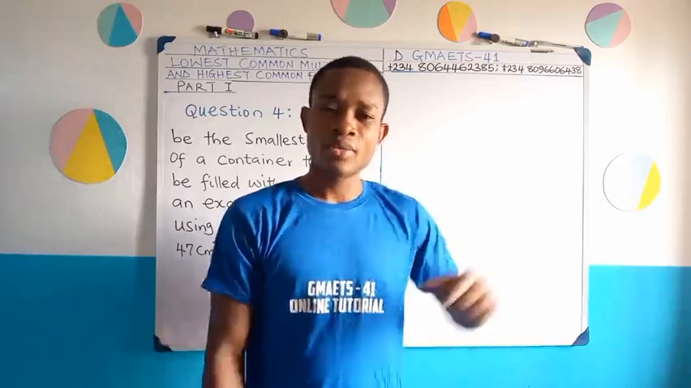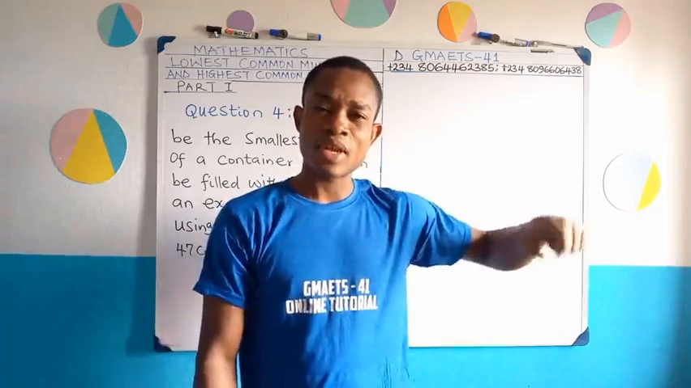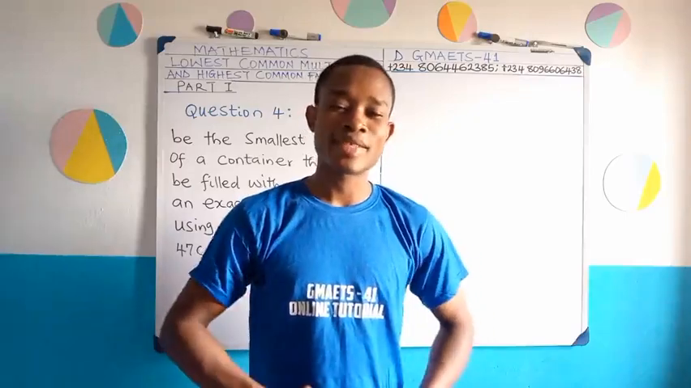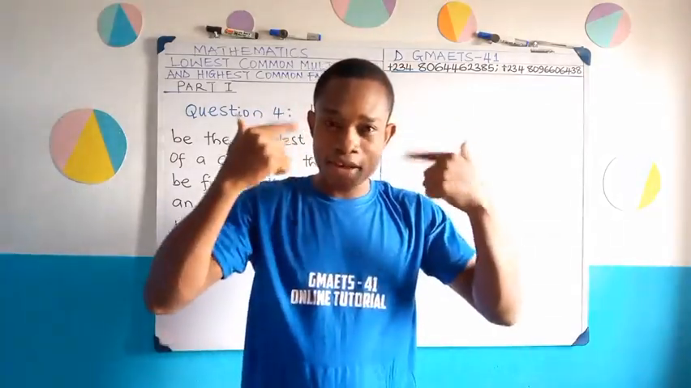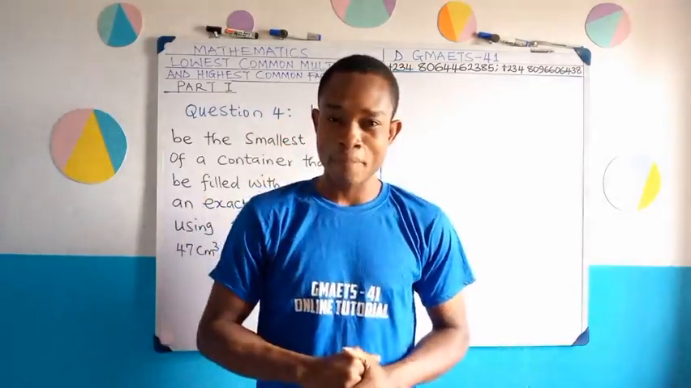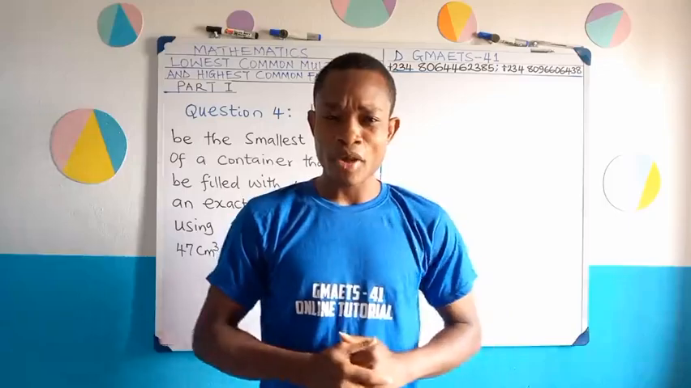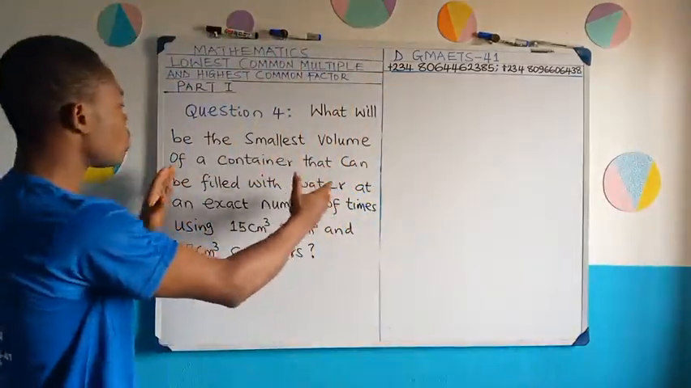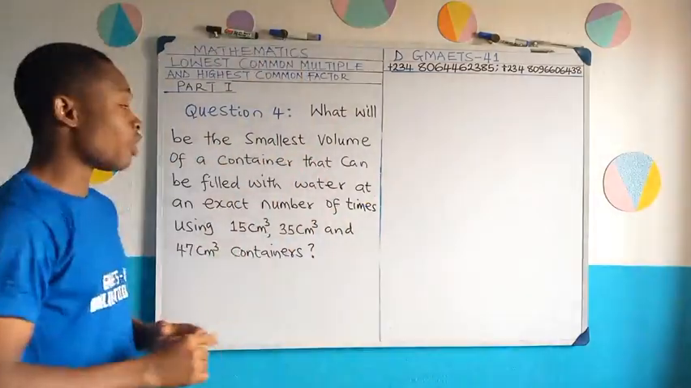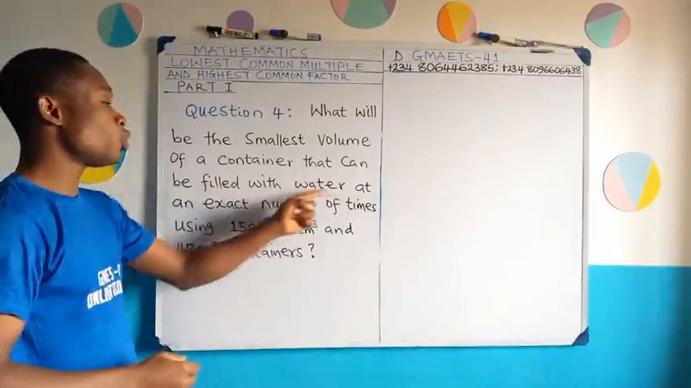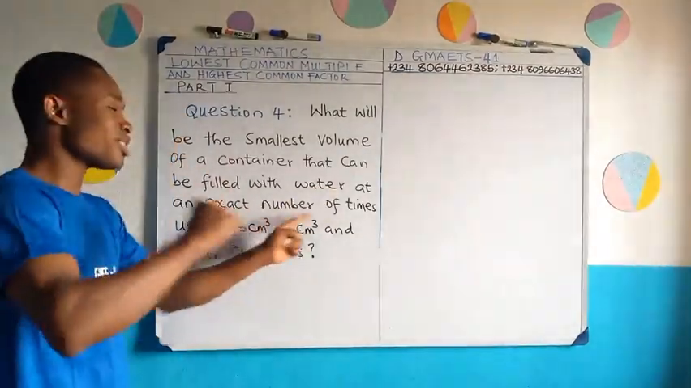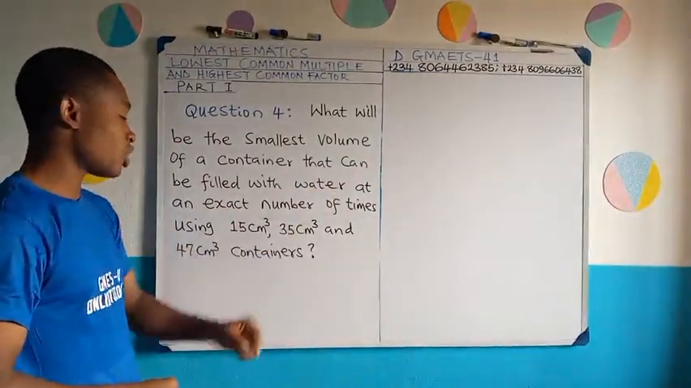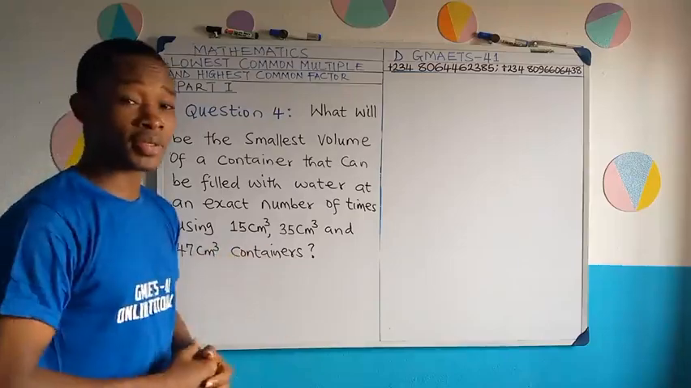I now ask you, what will be the size, the smallest size of such buckets? How do you get the size of that bucket? This is a kind of mind-blowing question, is that not so? Alright, you're welcome to solving this question we have on the board. There is a problem here, let's see. What will be the smallest volume of a container that can be filled with water at an exact number of times using 15 cm cube, 35 cm cube, and 47 cm cube containers?